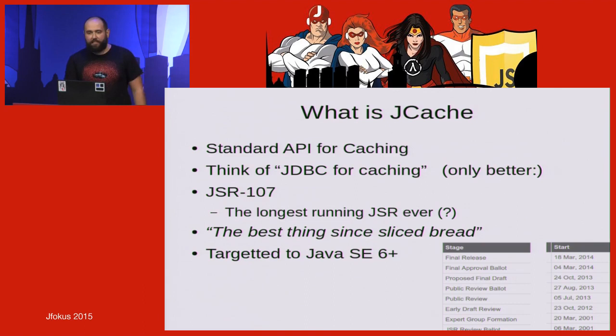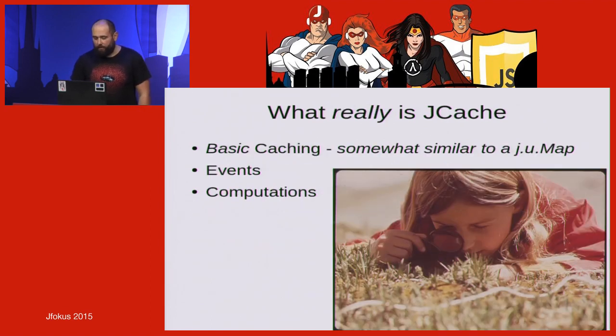Good thing to know, it's targeted to Java SE 6, so it does not have any mandatory dependency on Java EE, anything like this. So you just need Java Standard Edition platform, and you are good to go. So the slide before was somewhat abstract. So when I want to go concrete, I can divide the features provided by the JCache API into 3 big groups.